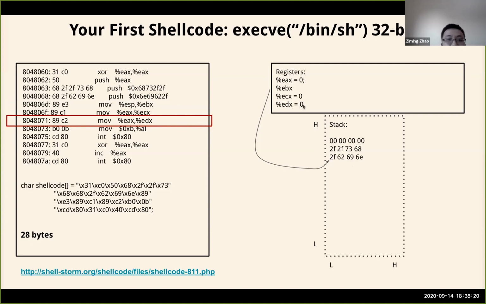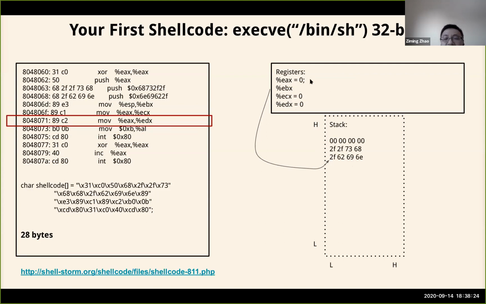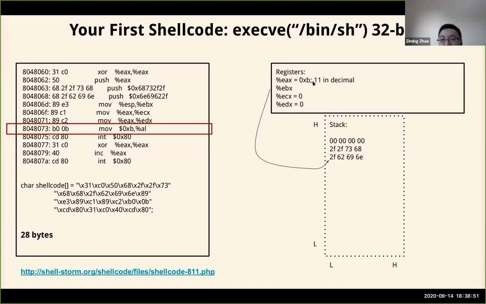So now we set up all 3 registers here. Yeah, we need to set up 4 registers. Now we set up 3. EBX points to the address, which is a string we push down the stack. ECX is 0 because we are not giving any additional command line argument to bin sh. EDX is also 0 because we do not care about environment variables. After this, we only need to set up one more register, which is EAX. It has to be the system call number, which is B in this case, which is 11.